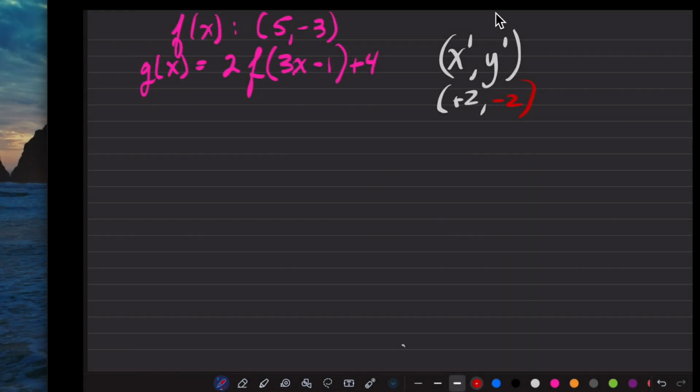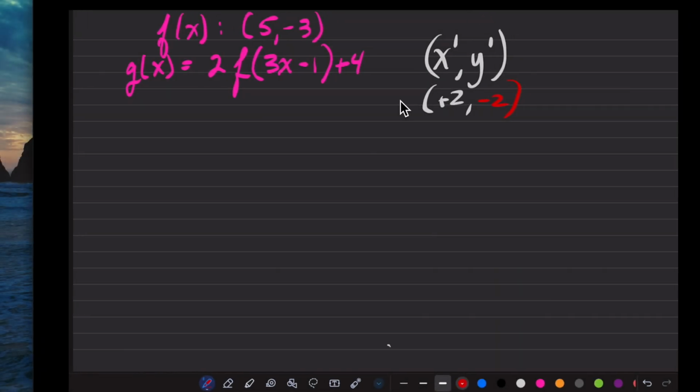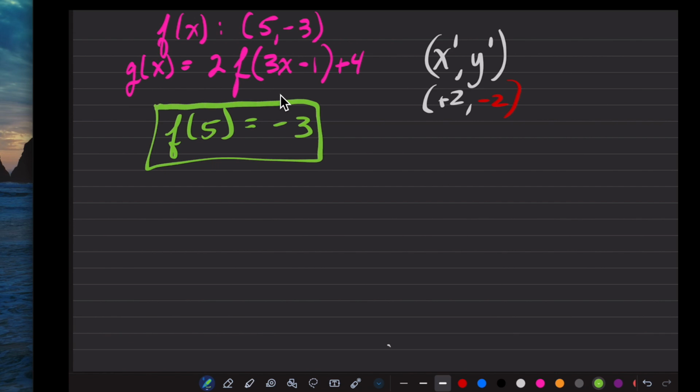Folks, at the conclusion of the video, I just want to show you another method of doing this. And if you find this easier, feel free to give it a shot. Okay, same problem that we just did. We know this is our final answer. Well, let's see if we can do this a different way. We're told that f of x is the point (5, negative 3). That means by definition f of 5 is going to equal negative 3. Okay, we're going to use this.